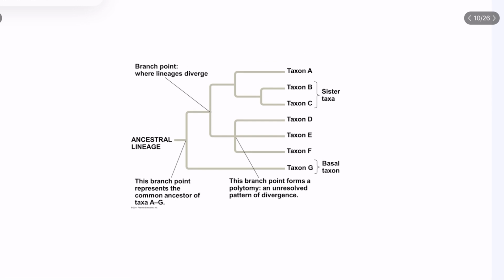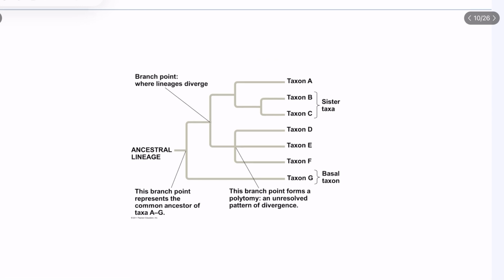You can see here, this is a typical phylogenetic tree. If you see here, this A, B, C, D, E, F, G, these are called taxa. One is a taxon. This B and C are called sister taxa because they share the common ancestor. Now this A and B and C also share a common ancestor here.